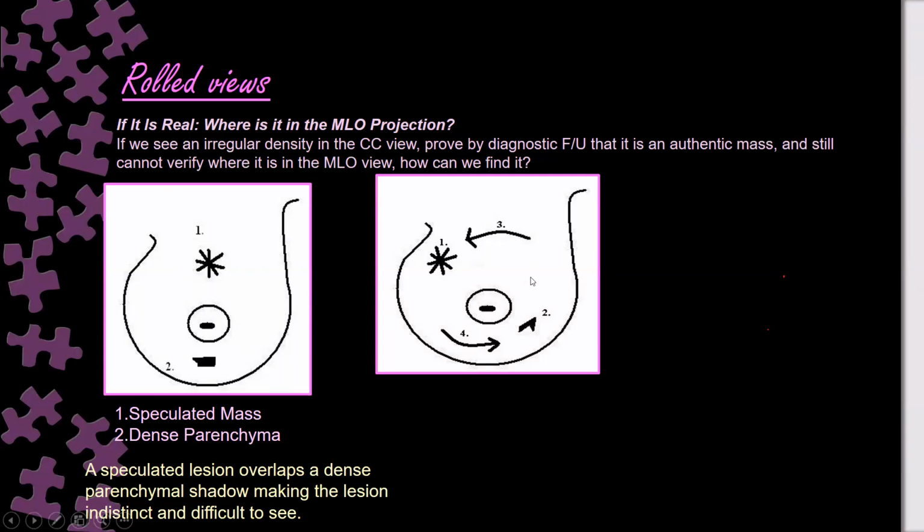Same direction. I make a medial rolled view. I push the superior breast medially. So the spiculated mass will move medially, and the dense, irregular parenchyma will move laterally. Then I separate the spiculated mass from the parenchyma, and it will be clearly visualized.